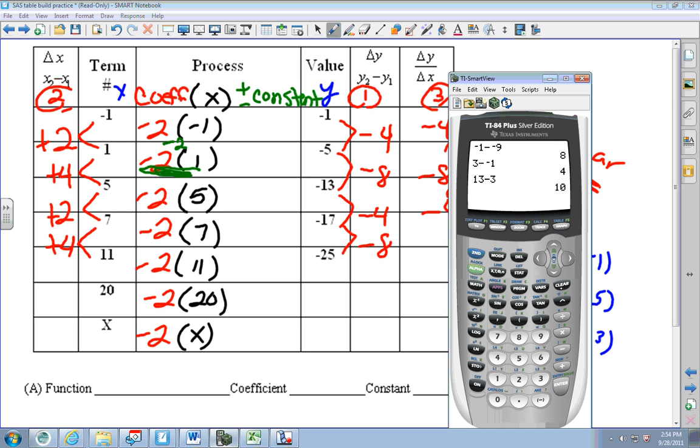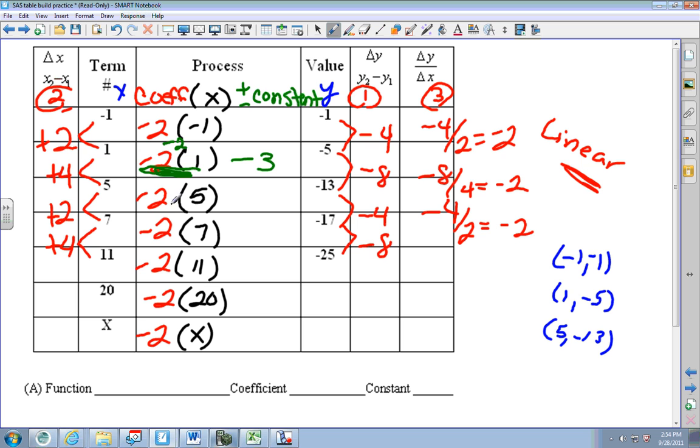Put in there negative 5 minus, what do we multiply together to get negative 2, negative 2, and press enter. So that's going to be negative 3. Well, right here, this is negative 10 minus 3 is negative 13. So I think my constant is negative 3.